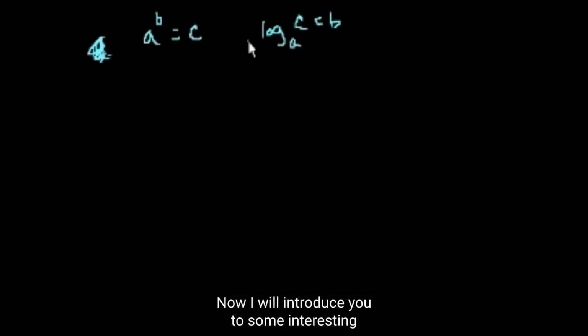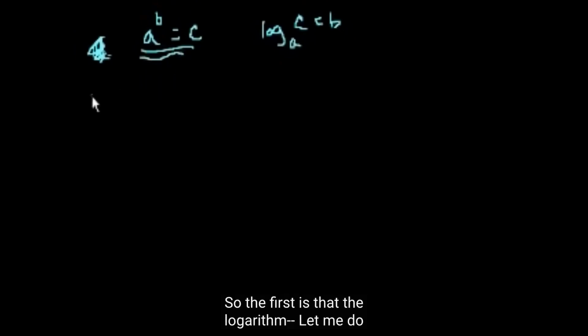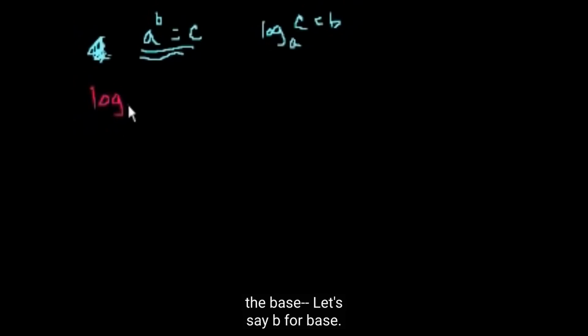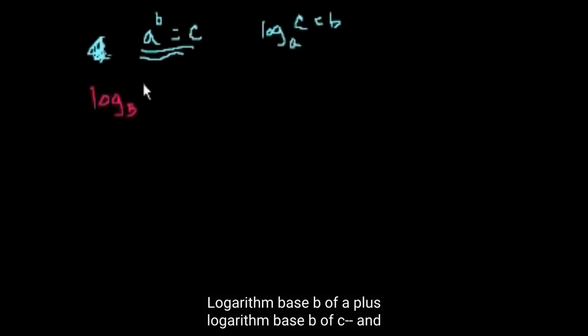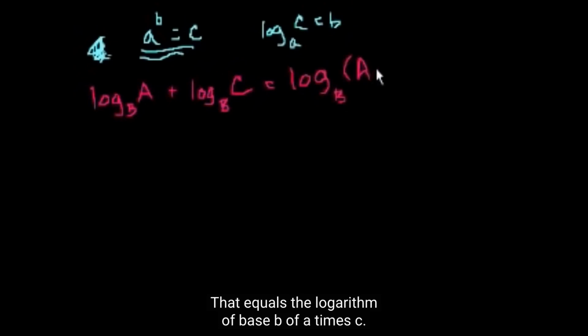Now I will introduce you to some interesting logarithm properties, and they actually just fall out of this relationship and the regular exponent rules. So the first is that the logarithm, let's say of any base, let's just call the base b. Logarithm base b of a plus logarithm base b of c, and this only works if we have the same base, so that's important to remember. That equals the logarithm base b of a times c.